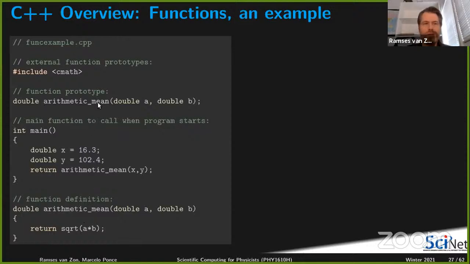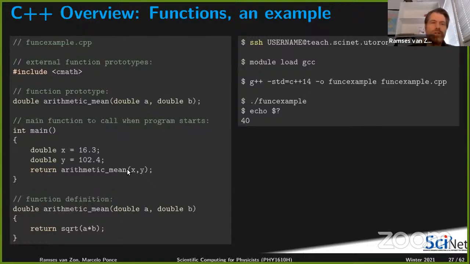So we have a prototype or declaration, and we have a function definition over here. When we get to modular programming, we'll make a lot of use of this later on. Now, to use this code, we would log into the cluster, load the compiler, and we can compile this code. So it's called func example, and we can run it. Now, it doesn't do anything.